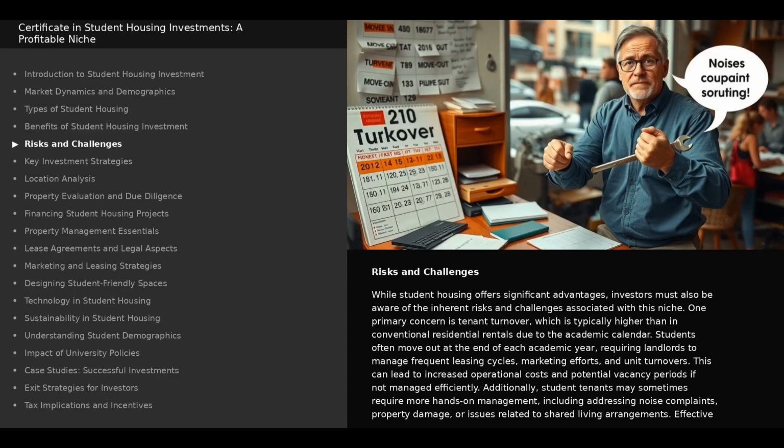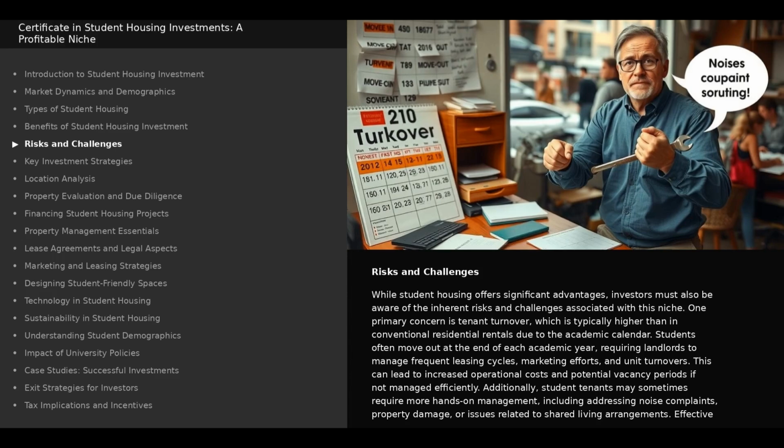Risks and challenges. While student housing offers significant advantages, investors must also be aware of the inherent risks and challenges associated with this niche. One primary concern is tenant turnover, which is typically higher than in conventional residential rentals due to the academic calendar. Students often move out at the end of each academic year, requiring landlords to manage frequent leasing cycles, marketing efforts, and unit turnovers.